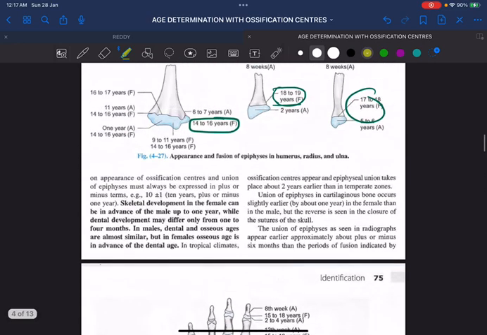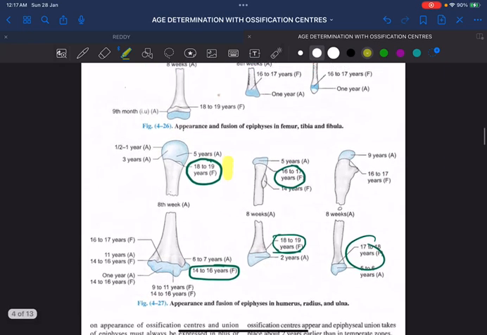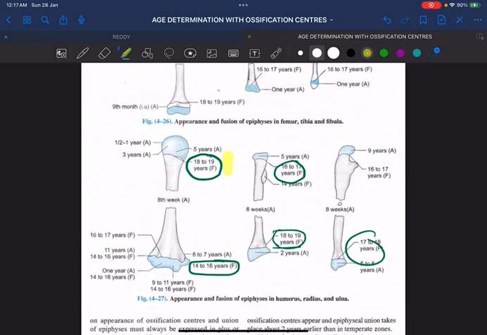Yes, of course, you have to learn these values by heart. There is nothing called understanding here, but we can memorize in a smarter way. See, upper end of the humerus, it is 18 to 19 years. Then other things will become very easy.